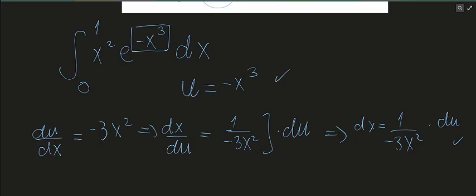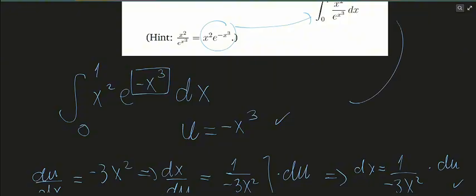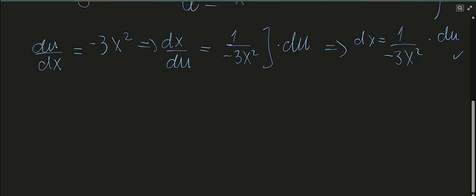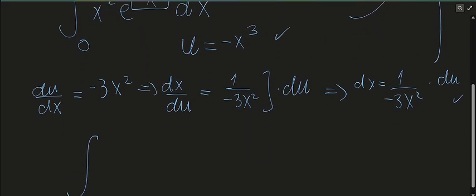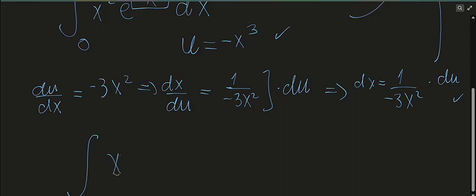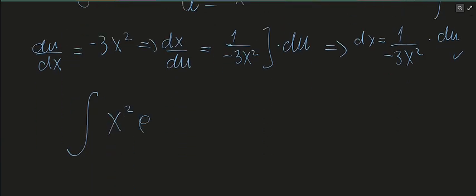We can now plug both into the integral and actually get the integral. I'm purposely saving the limits of the integration that go on the integral sign. So this is going to be x squared. That's still the dangling part, which we will leave, x squared, multiplied by e to the power of u. Negative x cubed is u, so e to the u, multiplied by 1 over negative 3x squared, in parentheses just to keep it nice and clean, times du.